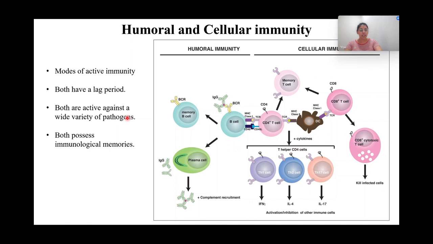So if you first look at the humoral part, you will see that we have B cells. These B cells have BCRs, which are called B cell receptors, and the antibodies on their surface. So these antibodies will bind to their respective antigen, and once they bind, they start proliferating. So these B cells will start multiplying and give rise to two kinds of cells. One is the memory B cell and one is the plasma cell.